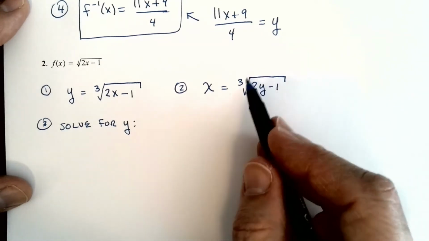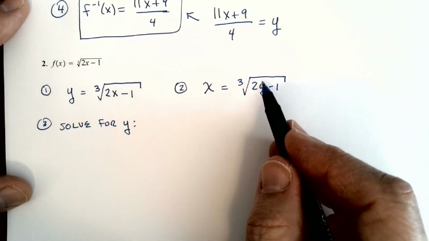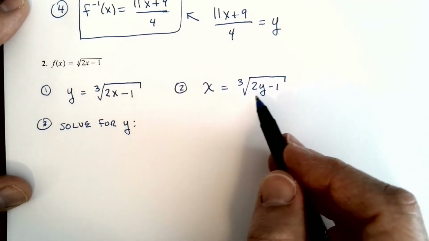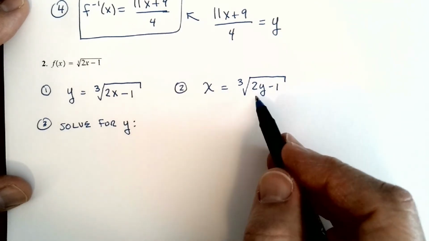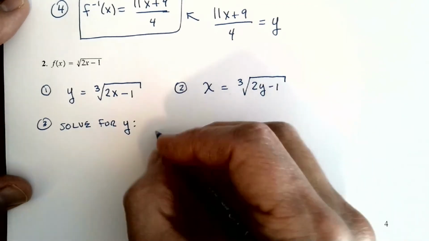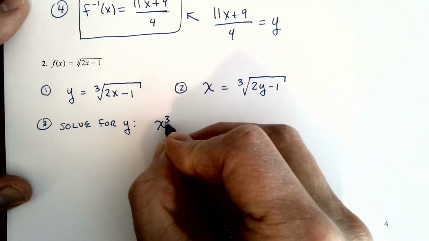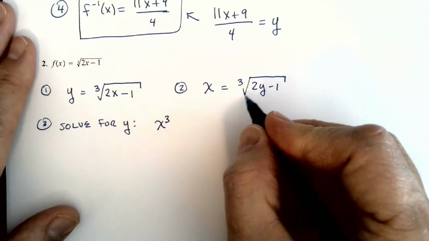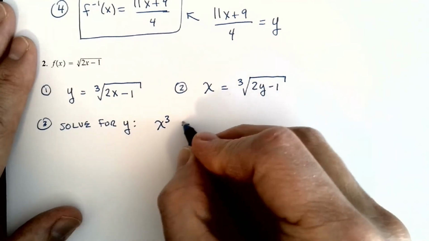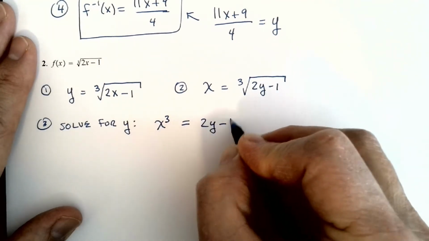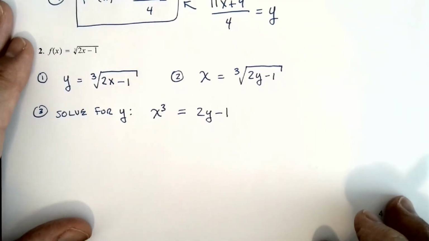How do I undo a cube root? I do it to both sides of the equation. I cube both sides, right? If I cube x cubed, I get x cubed. If I cube the cube root of 2y minus 1, I just get 2y minus 1, if I cube both sides.